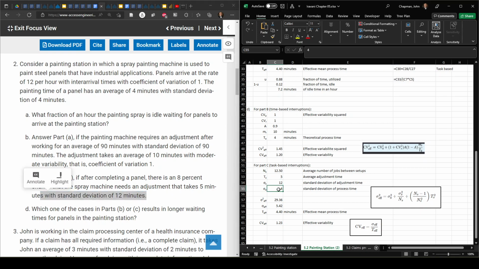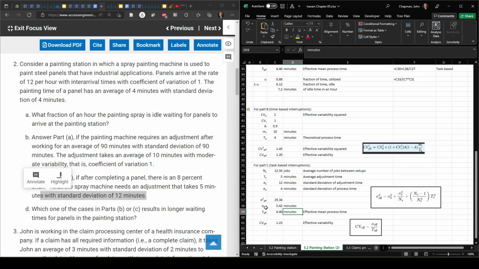Here is the standard deviation of the process time itself, which is 4 minutes. So this is minutes, this is minutes, this is minutes, and this is number of jobs. We take these inputs and we plug them into this equation here, which gives us 29.36. Again, that's the squared effective standard deviation. We take the square root of that, and that gives us 5.42, and this is also minutes.